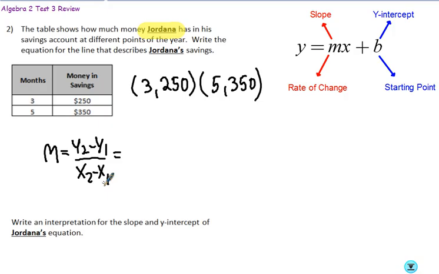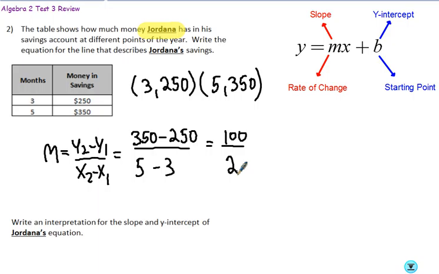Because the y is at 350, it was at 250, so it changed by $100. On the x, it's at 5 months, we were at 3 months. So how many months went by? 2 months went by, right? So that's how we're making that calculation there. So then 100 divided by 2 would give you 50. So that's our slope. That means that she's saving $50 per month. That's how her account is changing, she's saving $50 a month.